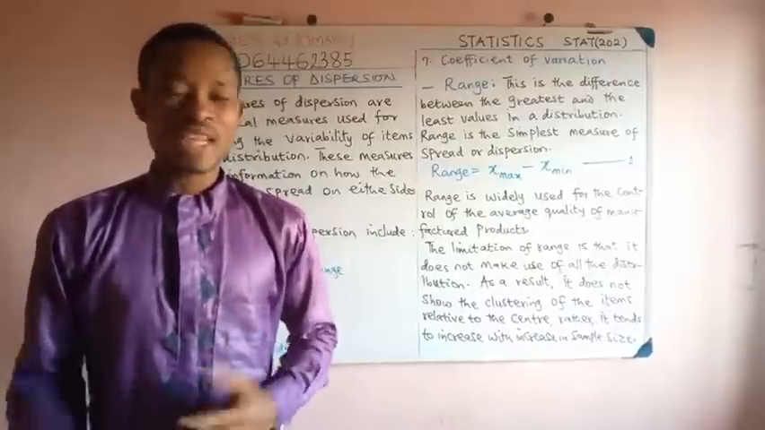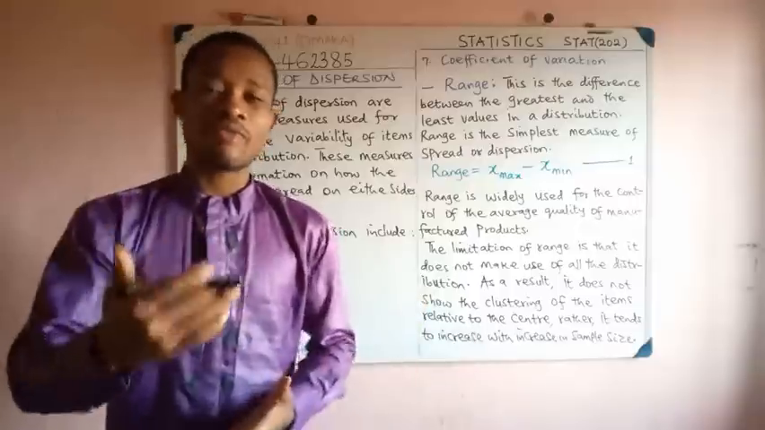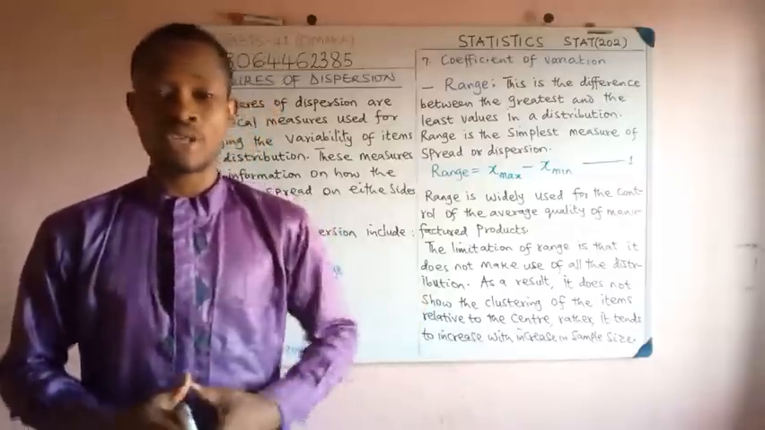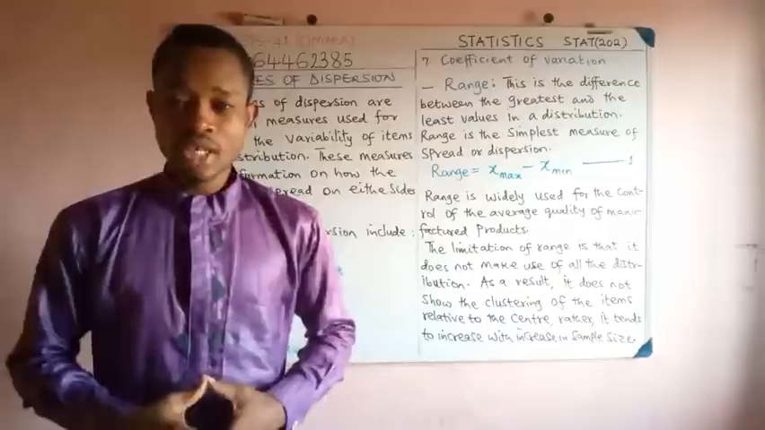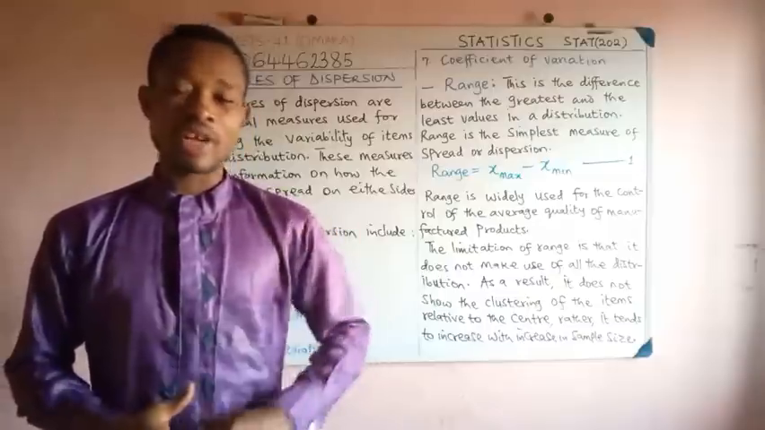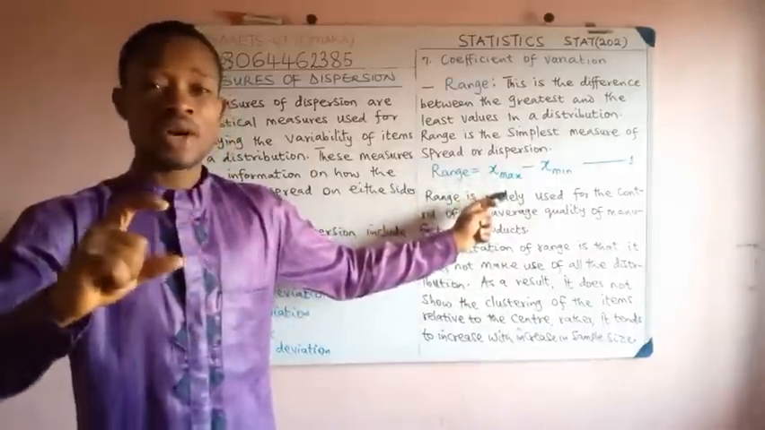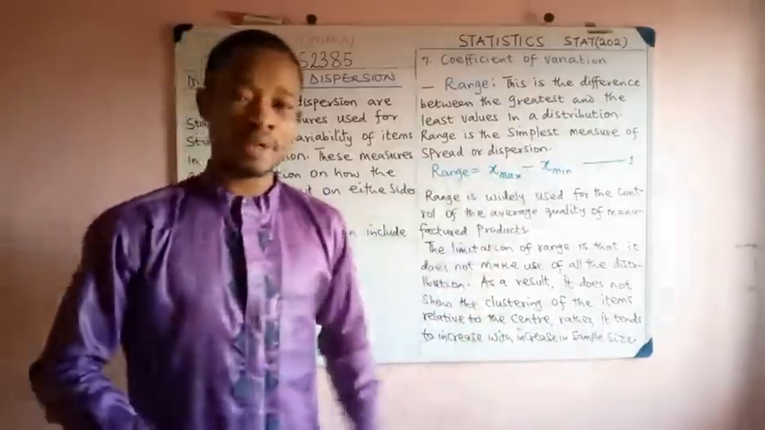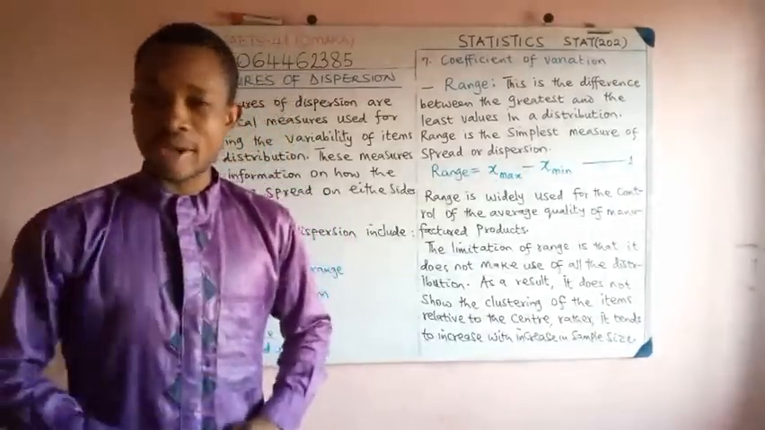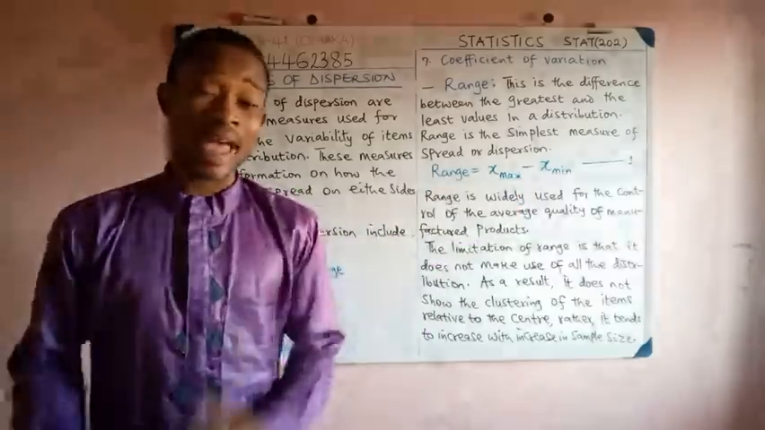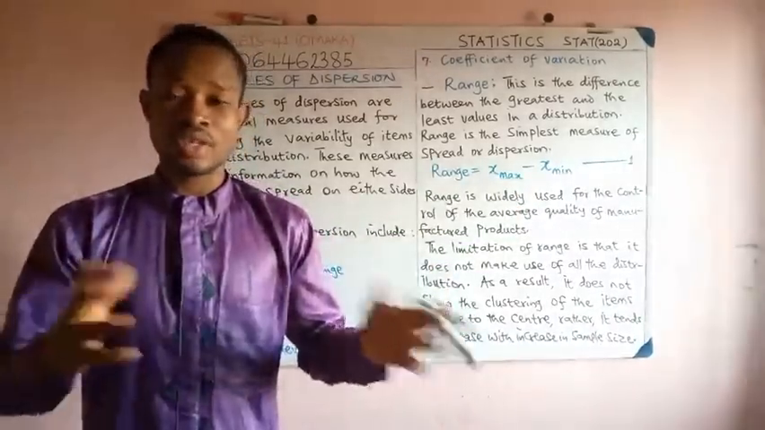What is the range? It's simply the difference between the highest value in the distribution and the lowest value in the distribution. So let's assume that we represent the highest value in the distribution by x maximum, that is, maximum value. Alright, and then the lowest as x minimum. Therefore, range is equal to x maximum minus x minimum. X here represents the variables in the distribution.